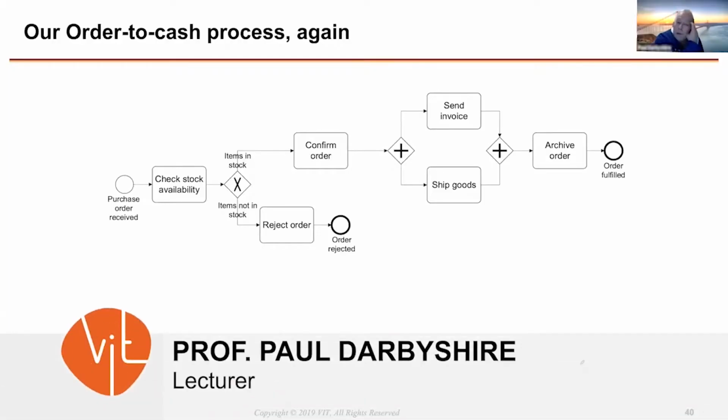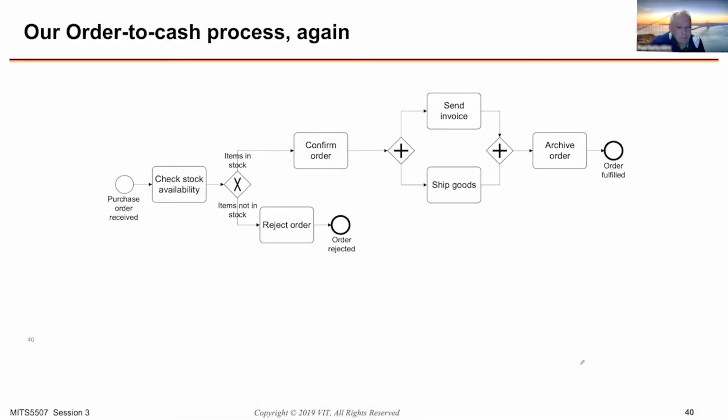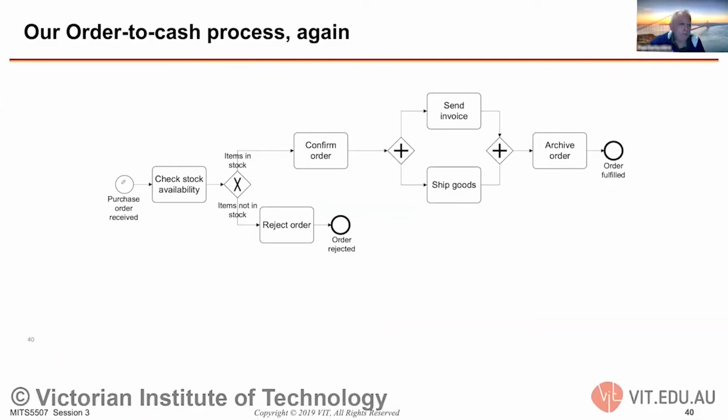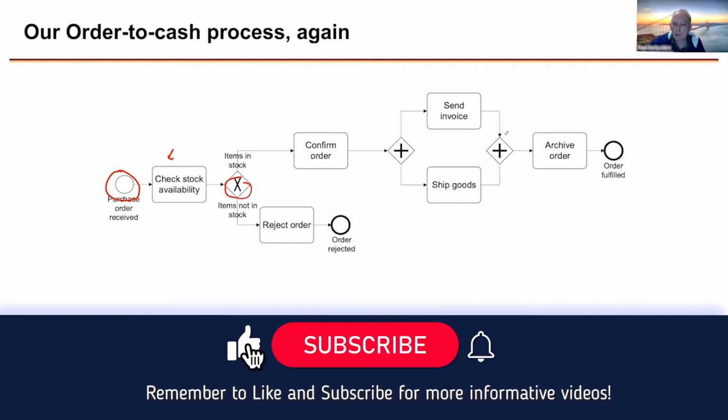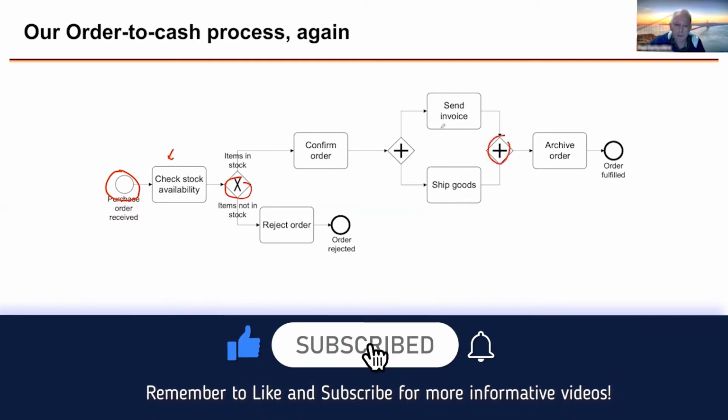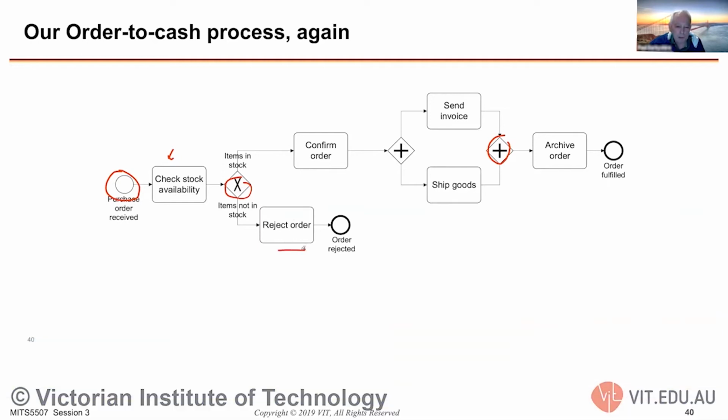So let's look at the order to cash process again. Remember, we had this from a previous example. We have a purchase order received. We follow various activities. We have an XOR gateway. Items are in stock. We confirm the order. Then we have an AND gateway, so we have a parallel split. Send the invoice, ship the goods, join the gateway, archive the order. If the items aren't in stock, we reject the order and finish.